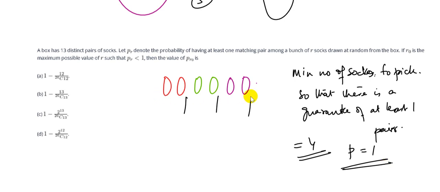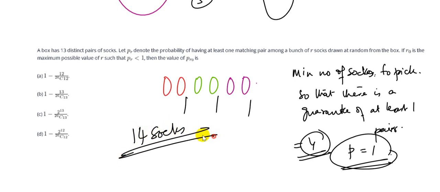When I have 3 pairs, that means 6 socks, I need to pick 4 of them to guarantee at least one right pair. If I have 13 pairs, total 26 socks, I need to pick 14 socks for a guarantee of one pair.